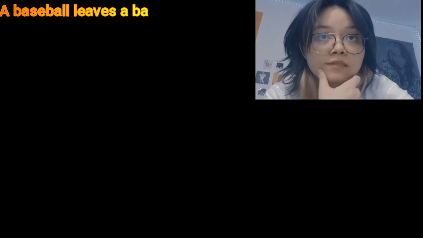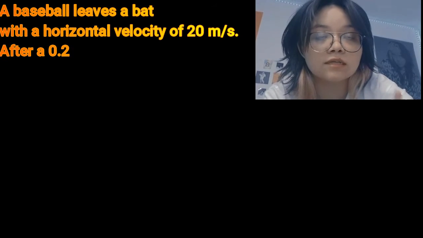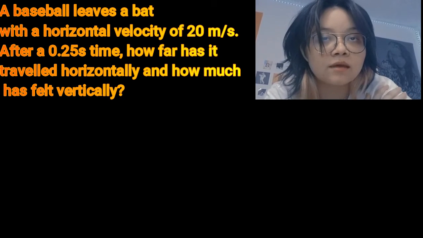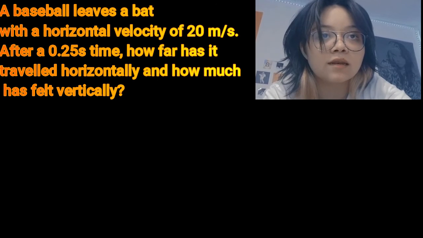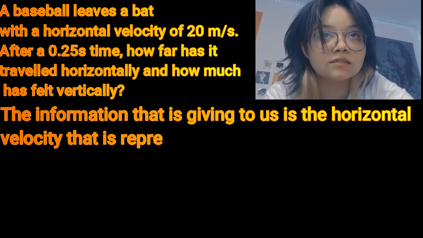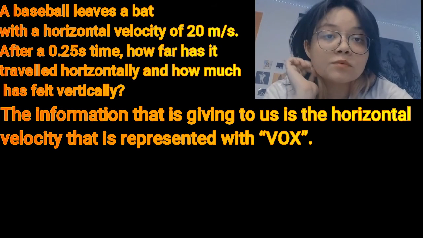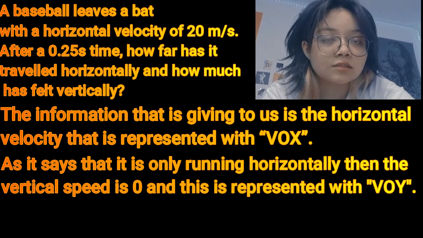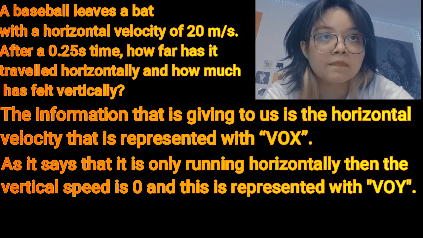Now that we know the equations, we are going to solve the example. It says a baseball leaves a bat with a horizontal velocity of 20 meters per second. After 0.25 seconds, how far has it traveled horizontally and how much has it fallen vertically? The information given to us is the horizontal velocity, represented with Vox. It says that it is only moving horizontally, so the vertical velocity is 0. This is represented with Voy.